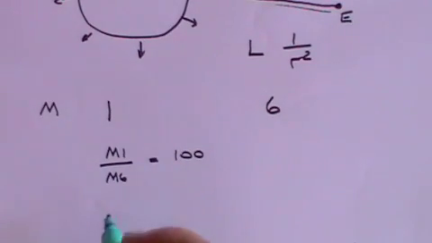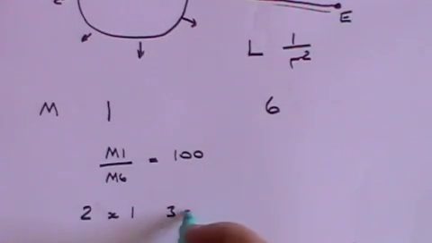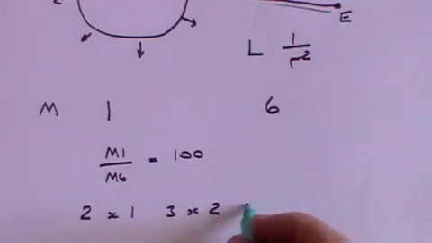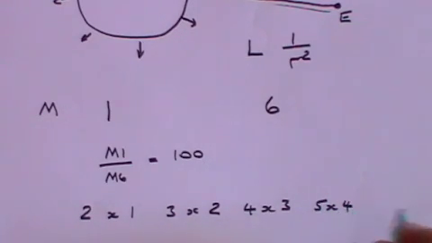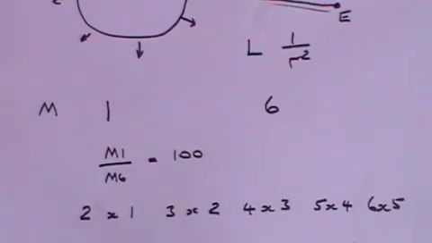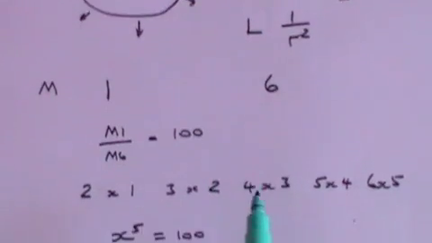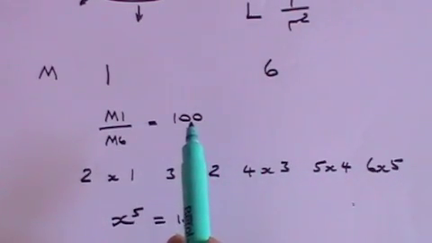But what it also means is that if 2 is x times greater than 1, and 3 is x times greater than 2, and 4 is x times greater than 3, and 5 is x times greater than 4, and 6 is x times greater than 5, then you've got 5 lots of multiplication of x. In other words, x to the 5th is equal to 100, because if you multiply by x, by x, by x, by x, by x again, you've got x to the 5th, and that will equal 100.